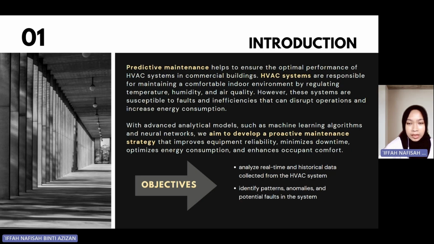So predictive maintenance helps to ensure the optimal performance of HVAC systems in commercial buildings. HVAC systems are responsible for maintaining a comfortable indoor environment by regulating temperature, humidity, and air quality. However, these systems are susceptible to faults and inefficiencies that can disrupt operations and increase energy consumption. So with an advanced analytical model, we aim to develop a proactive maintenance strategy that improves equipment reliability, minimizes downtime, optimizes energy consumption, and enhances occupant comfort.